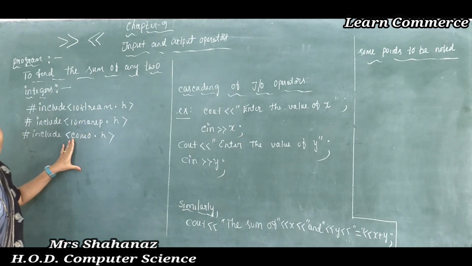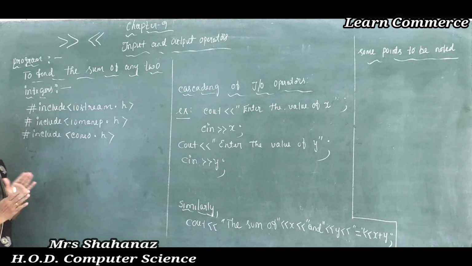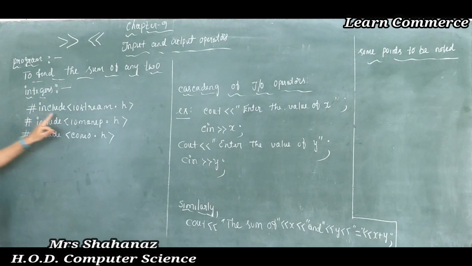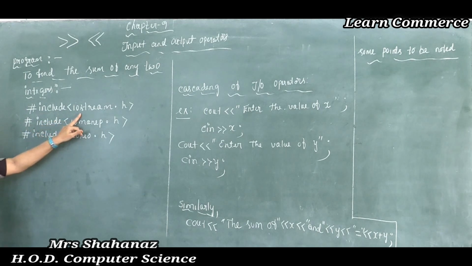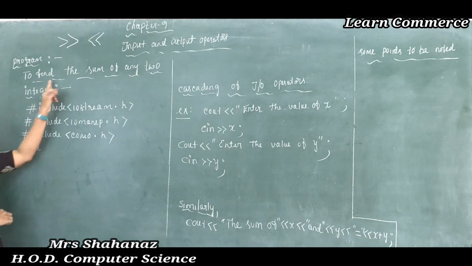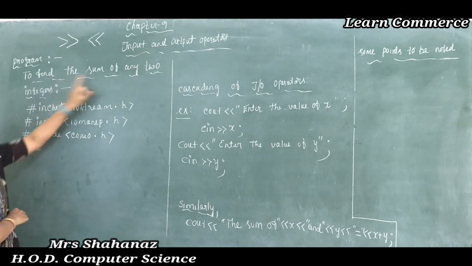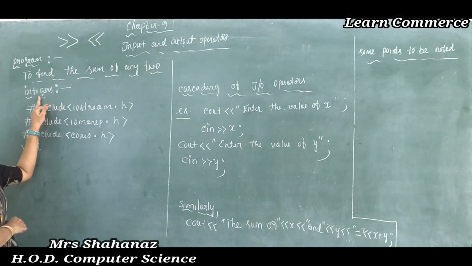If you want, you can write ctype as well. If you are not using any variable in the program, there is no problem, but in this program the first header file is iostream.h, the second is iomanip.h, and the third is conio.h. After this there is no global declaration and no definition section, it is a very simple program. In this program we are just going to find the sum of any two integers.